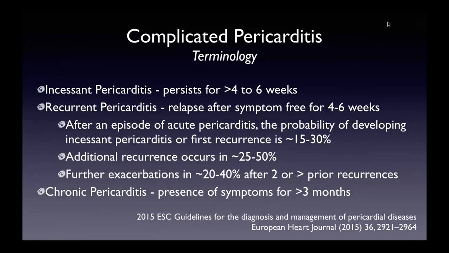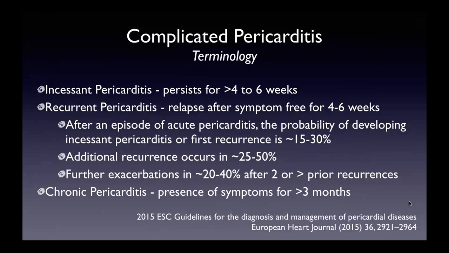So just some terminology when we think about pericarditis that's beyond a simple, uncomplicated pericarditis. Incessant pericarditis is defined as pericarditis that persists for 4 to 6 weeks. Recurrent pericarditis is a relapse after being symptom-free for 4 to 6 weeks.